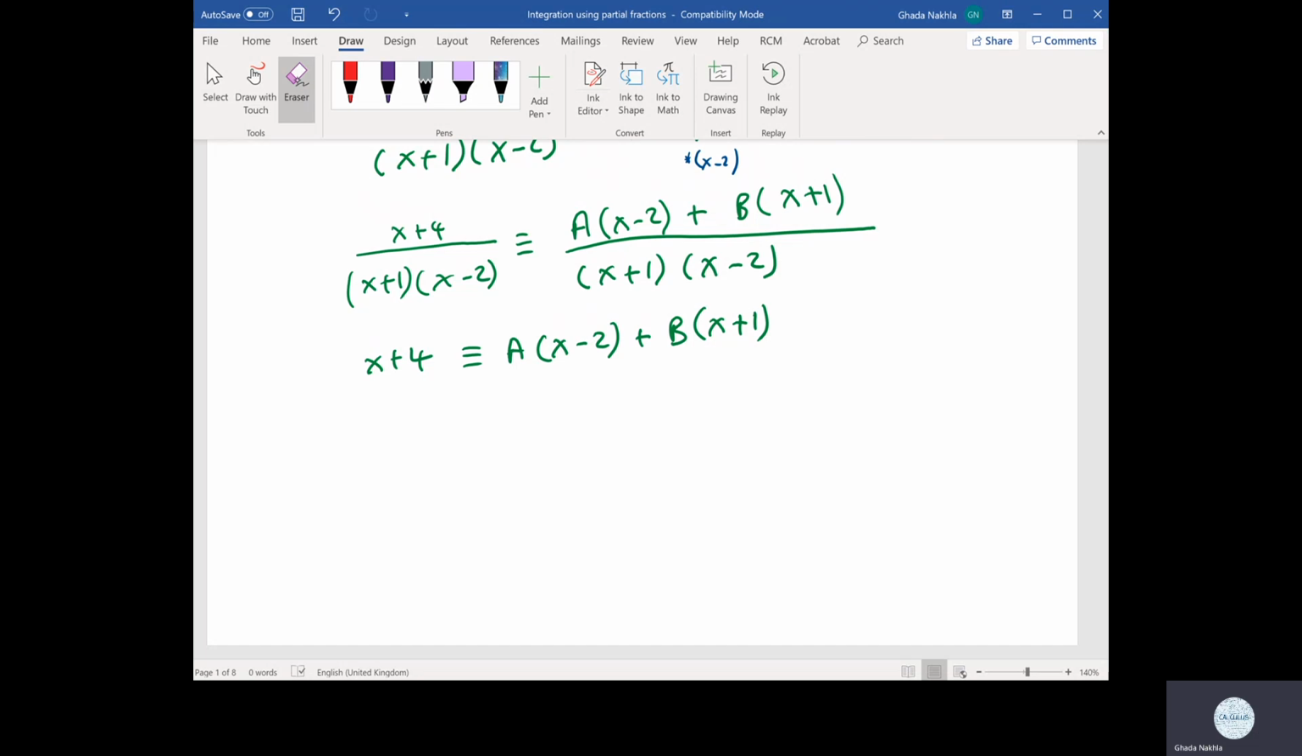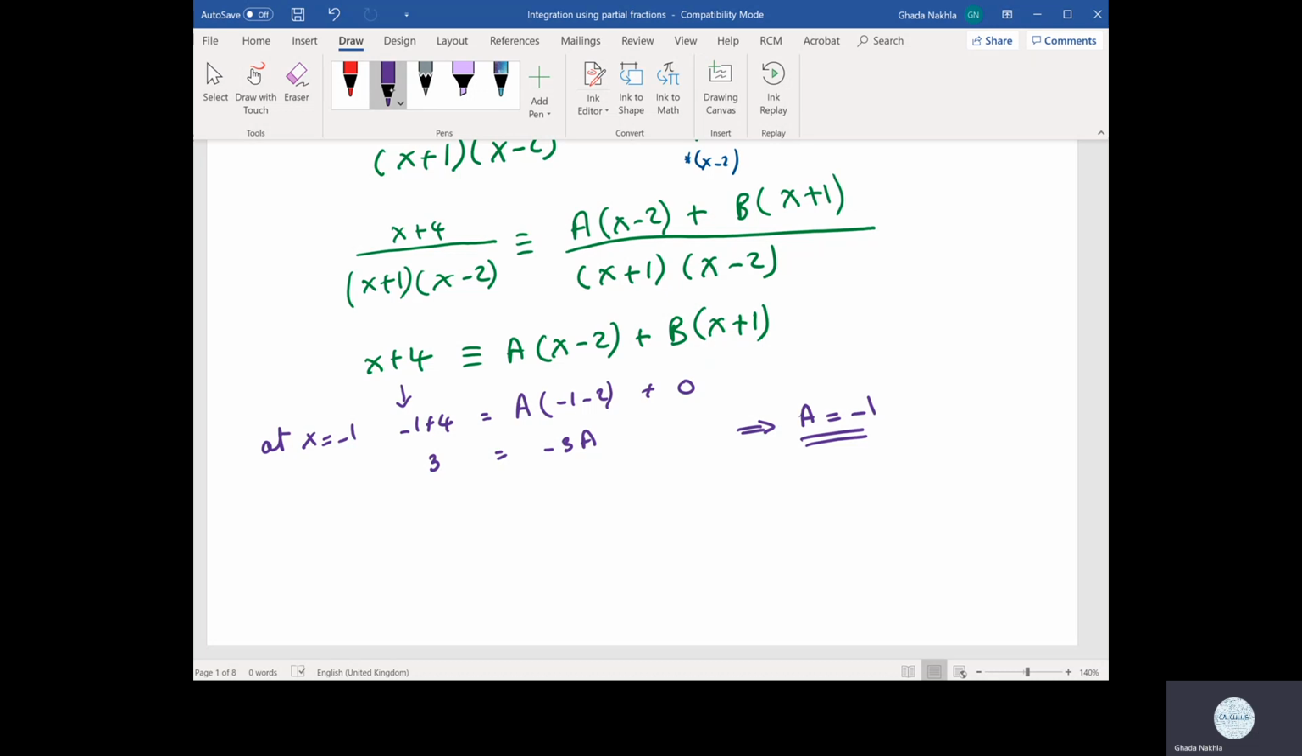So let's go here at x equals minus 1. We're substituting here. Minus 1 plus 4 equals a times (minus 1 minus 2) plus 0. This means that 3 equals minus 3a. Therefore, a has to be minus 1. And that's the first thing I have found. I have found the value of a. I need to do something similar and find the value of b.